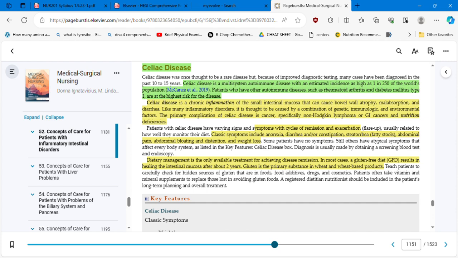Patients who have other autoimmune diseases such as rheumatoid arthritis and diabetes mellitus type 1 are at high risk for the disease. I will also include any patient with thyroid disease, like thyroiditis. If we are checking a patient for celiac disease, I will review whether there is rheumatoid arthritis or diabetes mellitus type 1 present. At this point we must know the difference between type 1 and type 2, and thyroiditis.